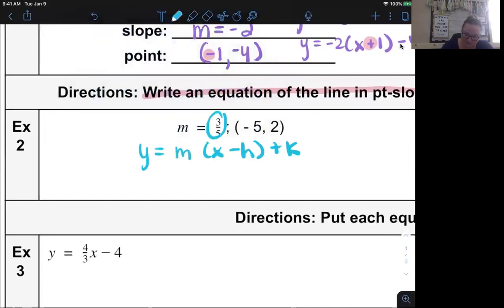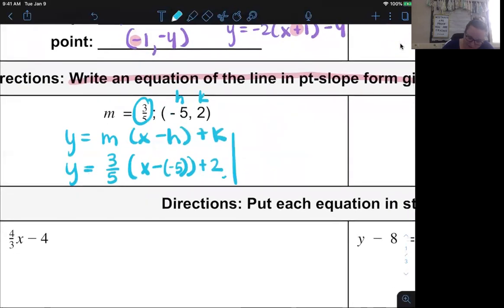So m is 3/5, so y is equal to 3/5 times x minus h plus k. So our h would be this negative 5, the x value of our point. So we're minusing a negative 5. And then k is this positive 2, so we're going to add 2. Let's go ahead and simplify our signs. So our equation becomes y is equal to 3/5 times x plus 5 plus 2, because if you subtract a negative 5, you get a positive.